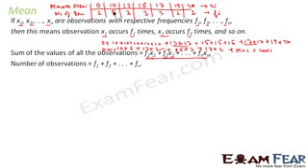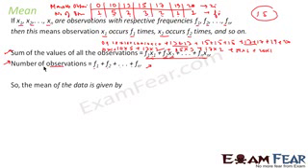Now the number of observations, the number of students, is how much? You add all these: 5 students got 10, 3 got 15, and so on. 5 plus 1 is 6, plus 2 is 8, plus 3 is 11, 13, 14, 15. So there are 15 students. So the number of observations is nothing but f1 plus f2 plus f3 plus f4 and so on till fn. So we have the sum of all the observations and the number of observations.